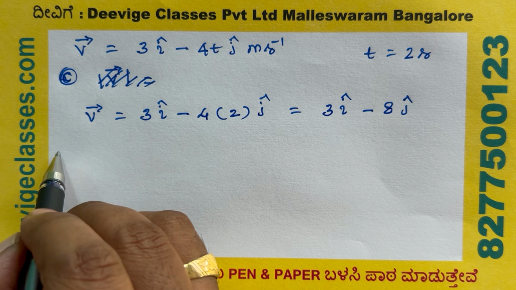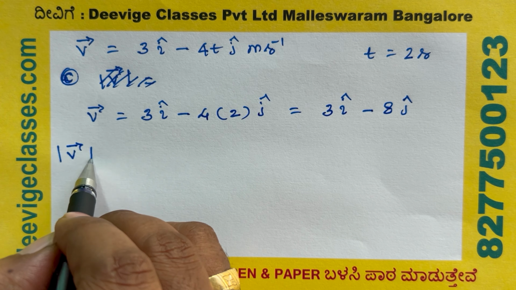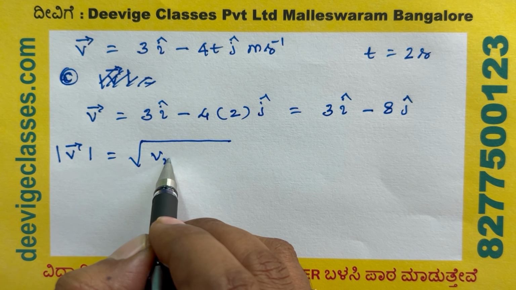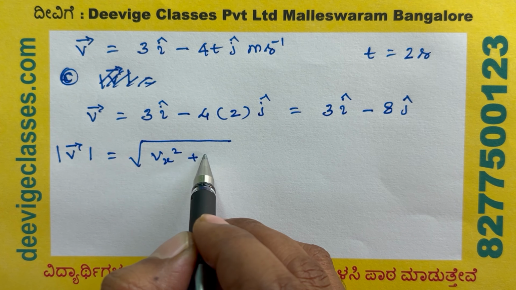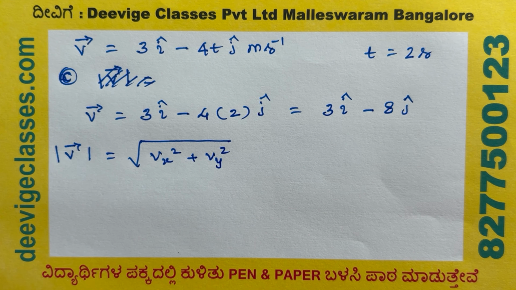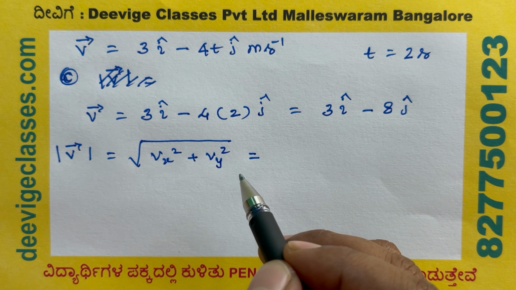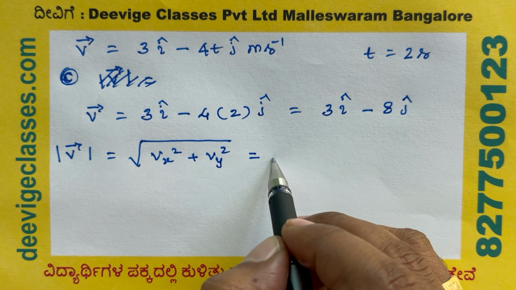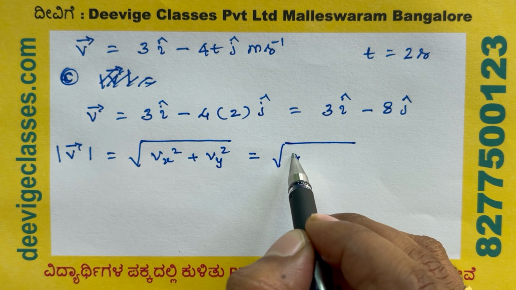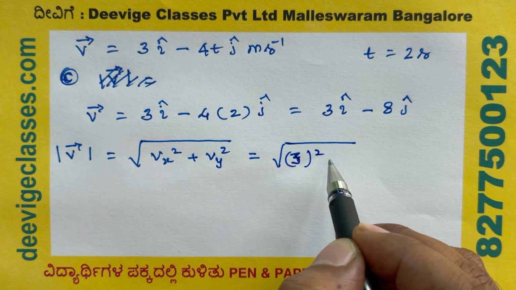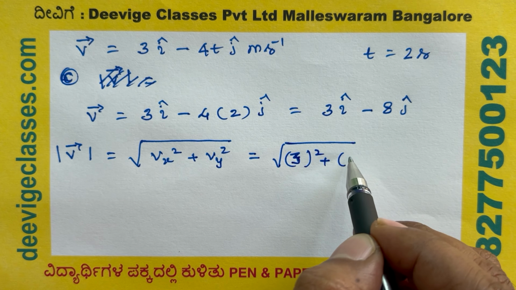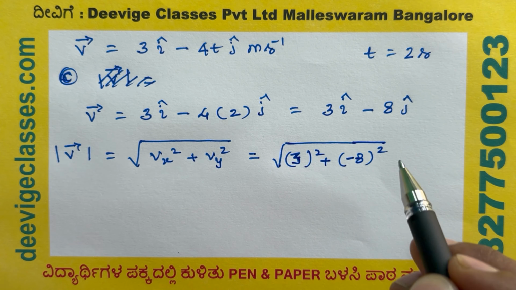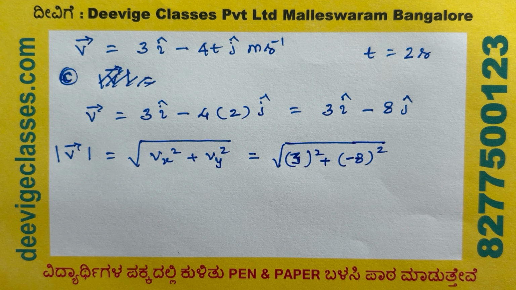So then magnitude of velocity vector is equal to, what is the formula? Root of Vx square plus Vy square. Correct? So this is equal to, so Vx is how much? 3. Right? 3 square. So root of 3 square plus minus 8 whole square.